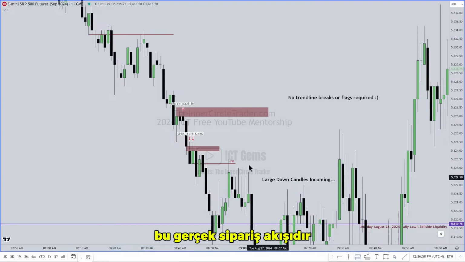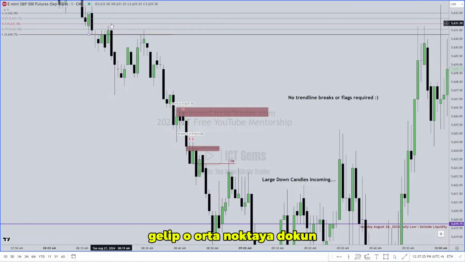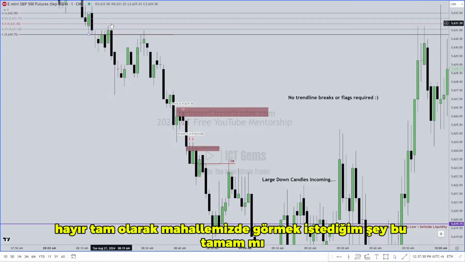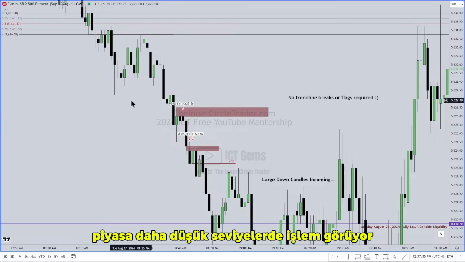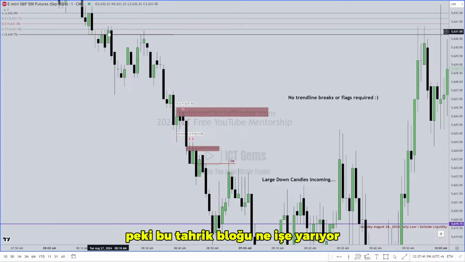In other words, think about it like this. I'm teaching you order flow. This is real order flow. So here is half of that order block, okay? Did this candlestick or this candlestick come up and touch that halfway point, which would be the mean threshold? No. That's exactly what I want to see on an order block. Okay, the market trades lower. This candlestick trades up into this candlestick. So what does that make this?